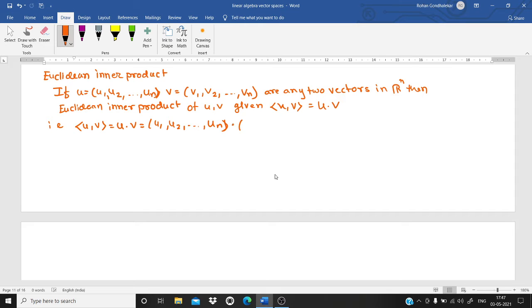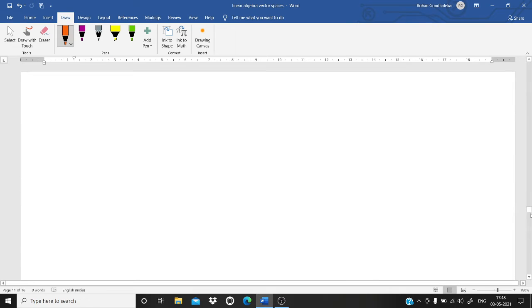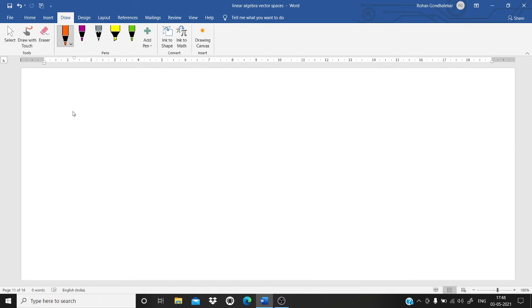So what is the dot product of these two vectors? The dot product will be U1 V1 plus U2 V2 plus and so on plus Un Vn. Is this clear? Fine. Now the question comes, what is meant by orthogonal vectors? Euclidean inner product is clear? Okay. So the Euclidean inner product is the dot product. Now we are mainly working on the Rn spaces, that is R1, R2, R3, real spaces. Hence, we will define the orthogonality for them.